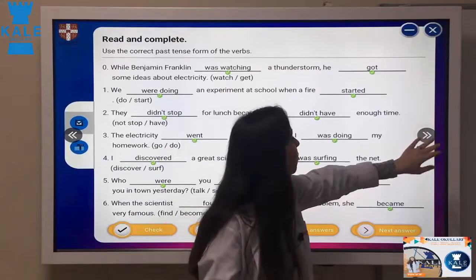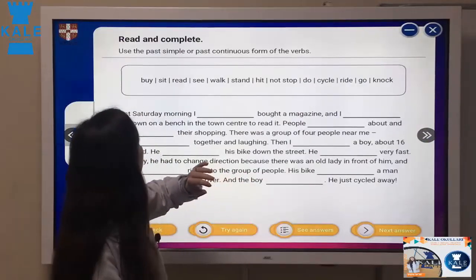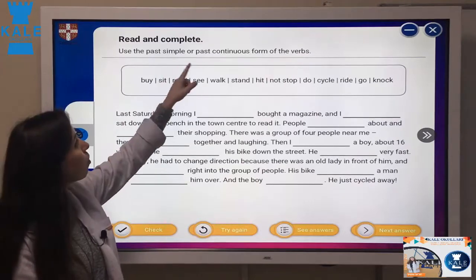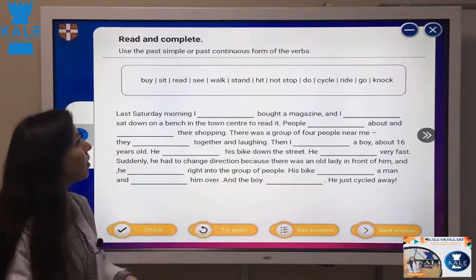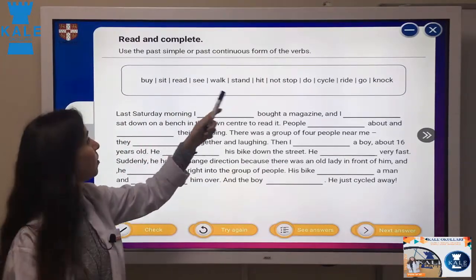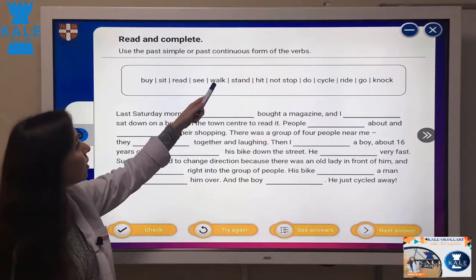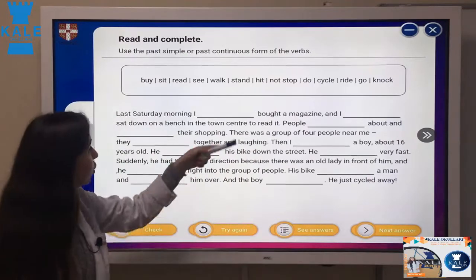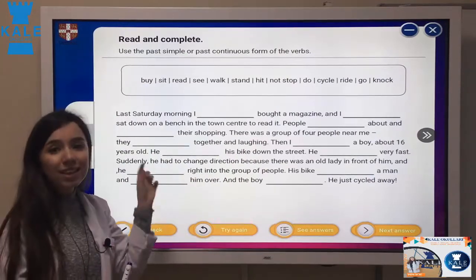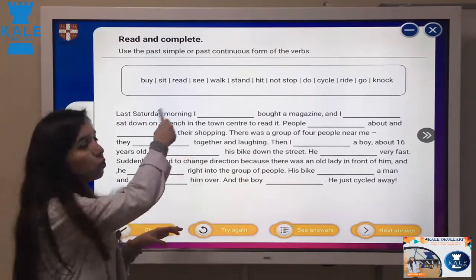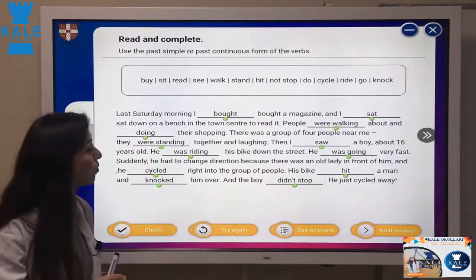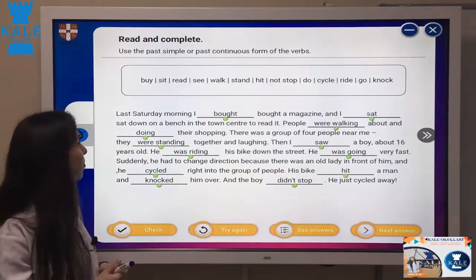So let's check if we have another activity for them or not. Yes, look at here. Use the past simple or past continuous form of the verb. Here we have some verbs: buy, sit, read, see, walk, stand, hit, not stop, do, cycle, ride, go, not. You are going to fill the gaps in these paragraphs using these verbs. First of all, as usual, I'm going to see the answers, then explain.